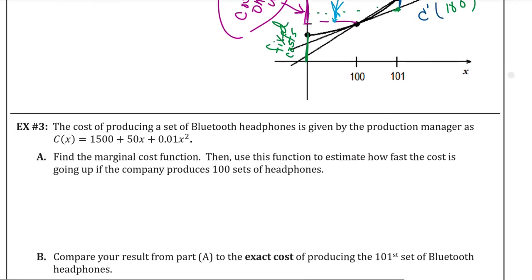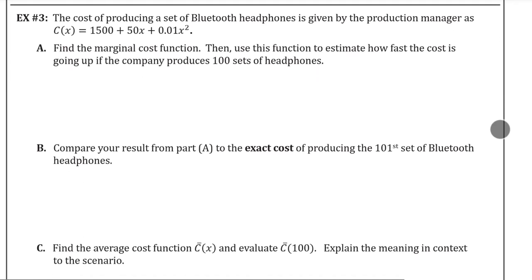Okay, so example 3 then. We have the cost of producing a set of Bluetooth headphones is given by the production manager as C of X equals 1500 plus 50X plus 0.01 X squared. So we're supposed to find the marginal cost function, then use this function to estimate how fast the cost is going up if the company produces 100 sets of headphones.